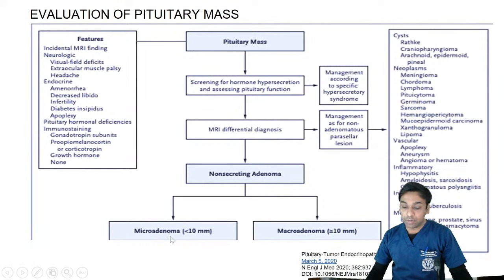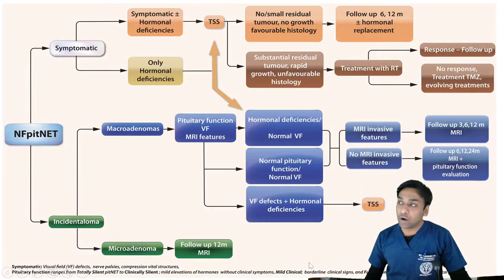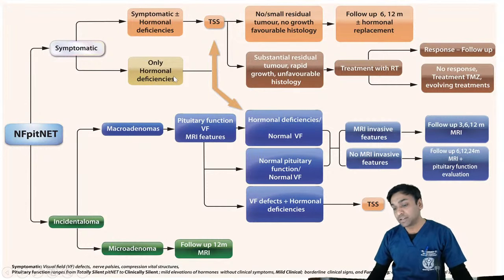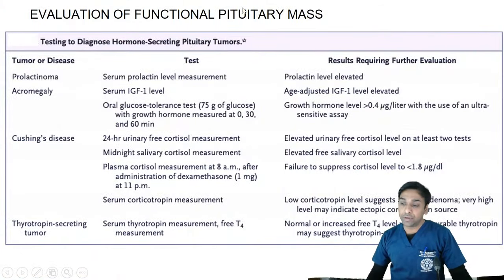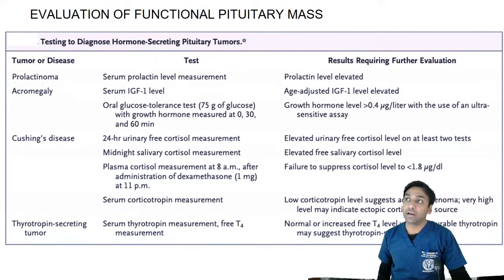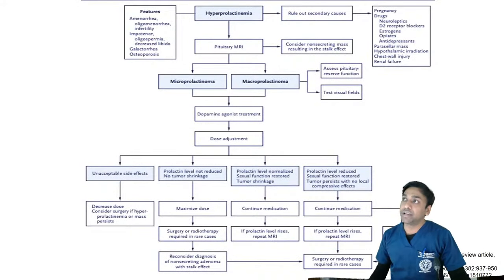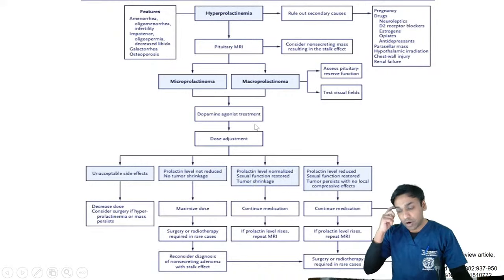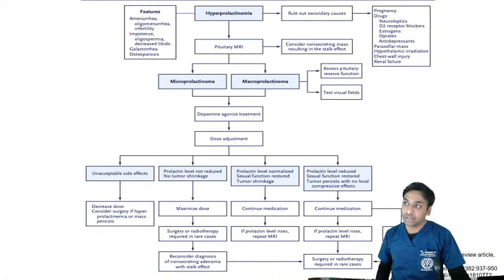Non-secreting lesions can be microadenoma or macroadenoma. Non-functional pituitary macroadenomas, if symptomatic or associated with mass effect, go for surgery. For pituitary masses with secretion, to call them functional, we classify them as prolactinomas, acromegalic tumors, Cushing's, or thyrotropin secreting tumors based on the hormone secreted, and these are to be evaluated in all these sellar pathologies. Prolactinoma is a tumor which can be medically managed. If it is not responding, or there is persistently elevated prolactin on medical management or mass effect, we can proceed with surgical management.